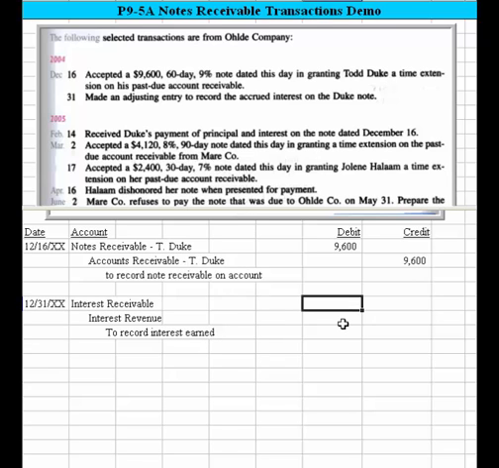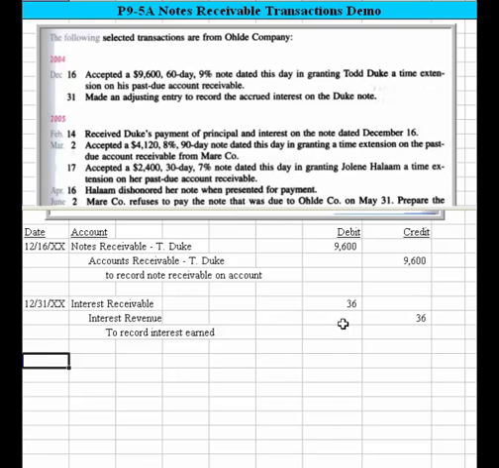Well, what's the dollar amount? The dollar amount is going to be equal to $9,600 times the 9% given in the December 16th transaction, given in the problem. Then we need to figure out what fraction of the year this is for. It's really for 15 days out of 360. Usually 360 is the proper days in the year. Once we have that, we know the dollar amount is $36. We record that, and we've taken care of the second transaction.